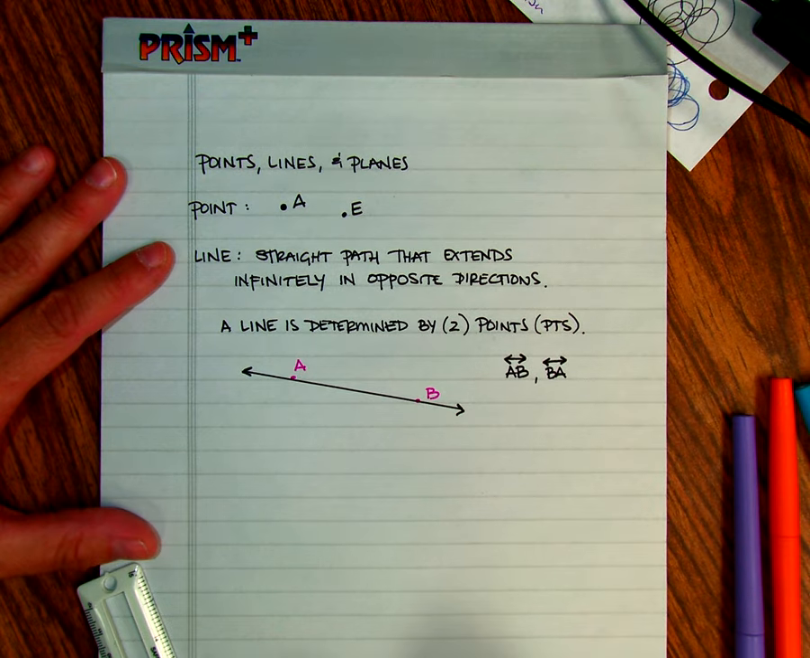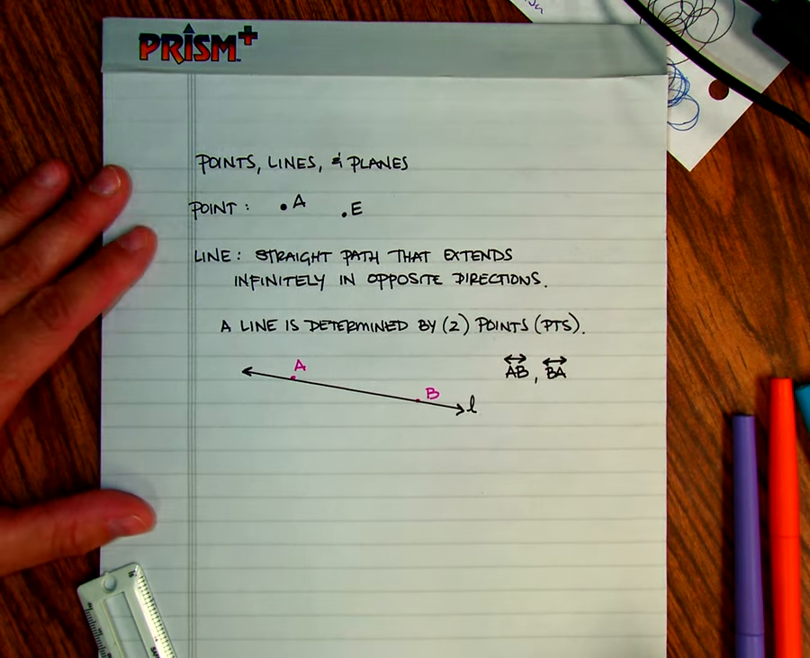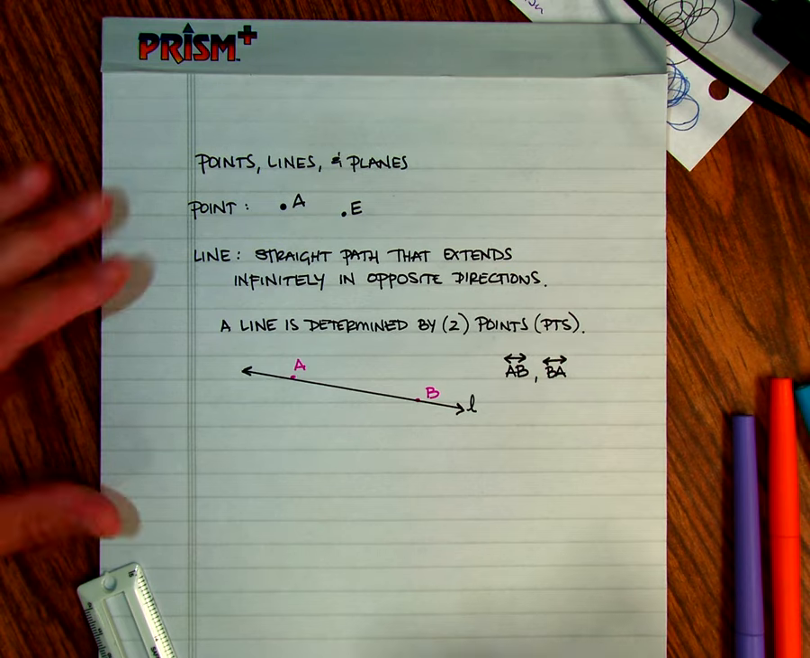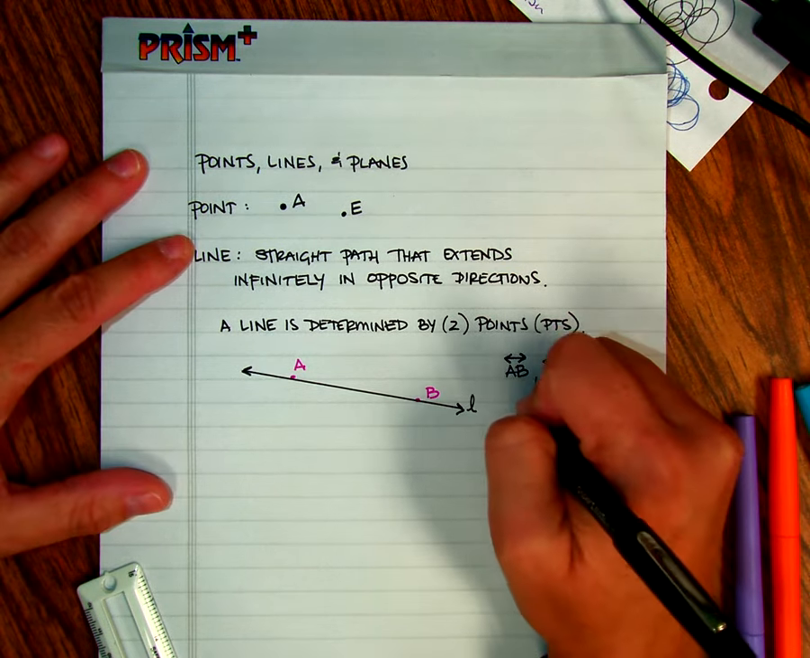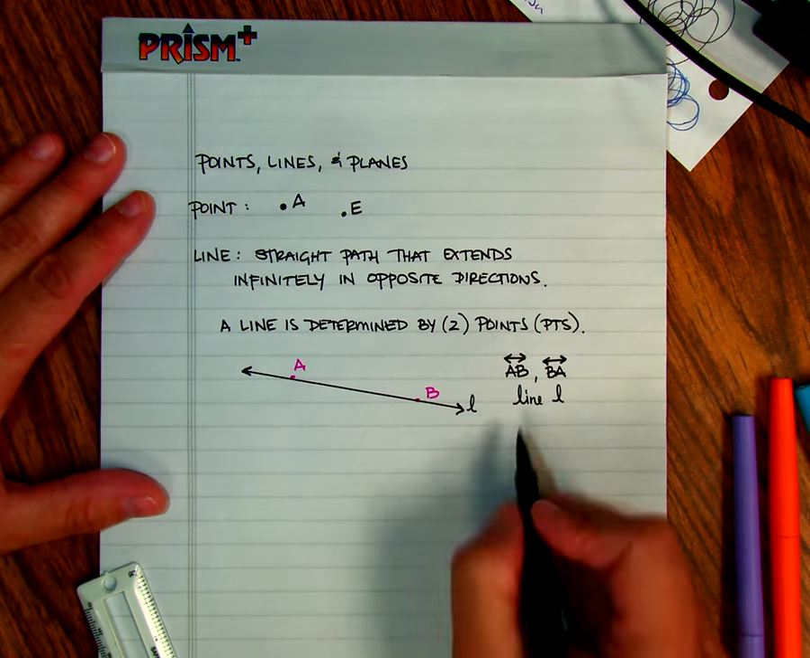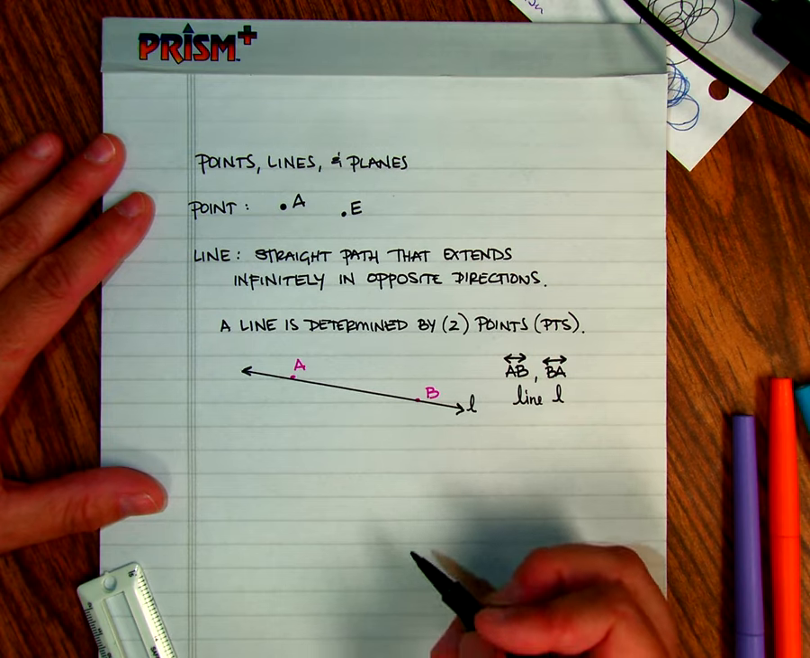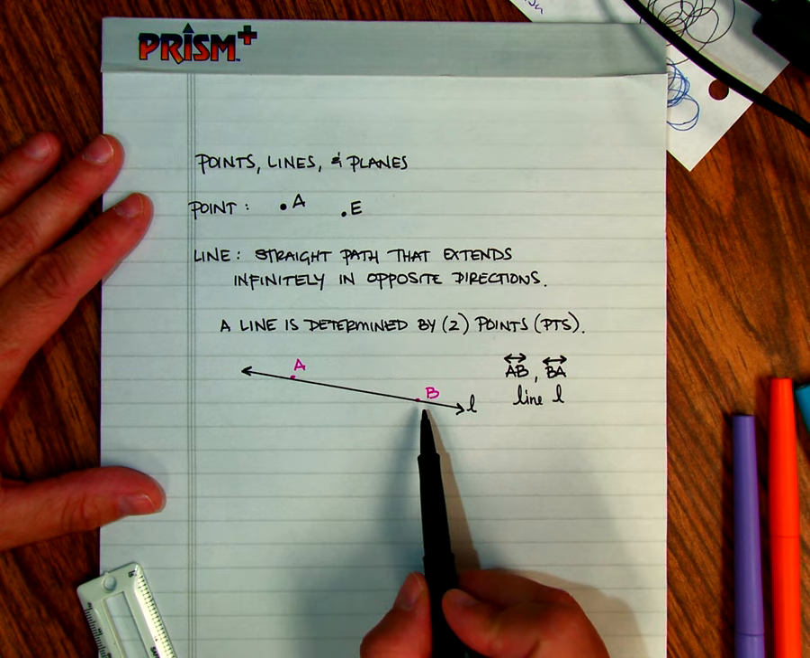Again, you have to have the little arrows on there. And every once in a while, you will see a lowercase cursive letter, and that is also notating the line. So we could say line L. So there are 3 ways of identifying a line. Through any 2 points, there is 1 line determined.